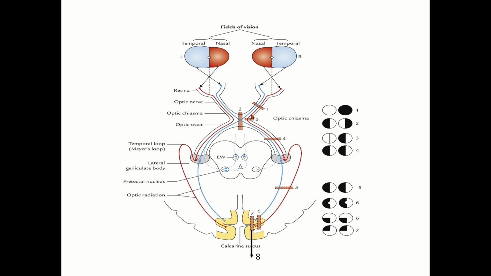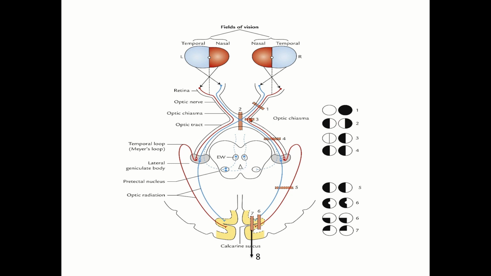In this diagram we can clearly see the site of lesion and what the result is. Number 1 indicates complete transection of the optic nerve, which results in complete blindness of the right eye. Here you can see a sagittal cut in the optic chiasma, where the nasal fibers are cut, resulting in bitemporal hemianopia. That means there will be a central tubular vision.